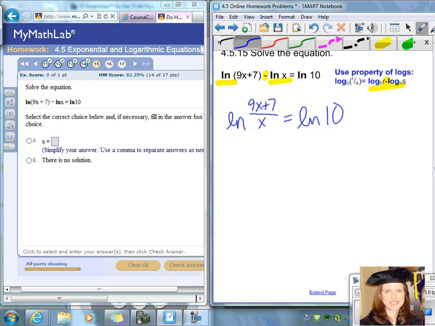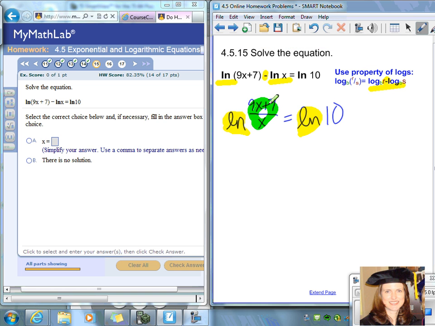Now take a look carefully at this equation, because we have a natural log on the left and a natural log on the right. We have an argument on the left and an argument on the right. Well, if both sides are natural log and the equation is equal, then the arguments have to be equal. It's almost like we're dropping out those natural logs and writing a brand new equation as 9x plus 7 over x is equal to 10.